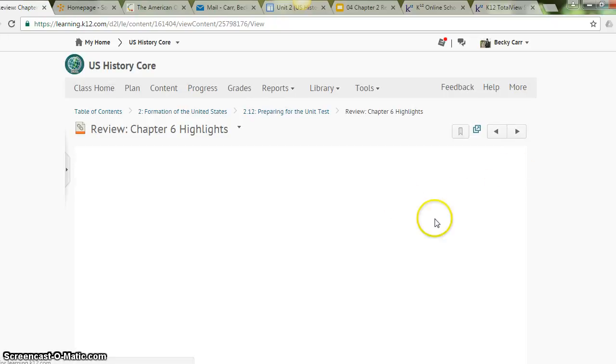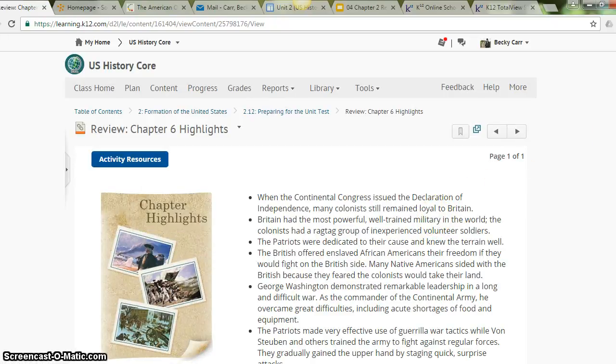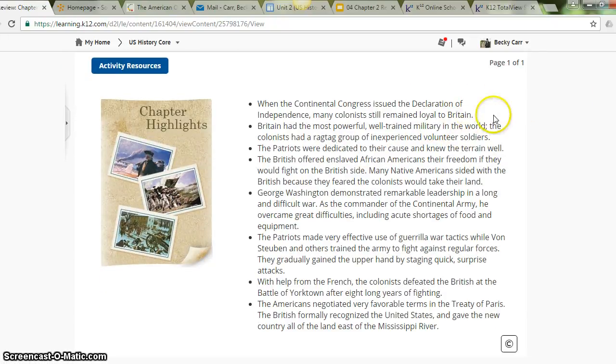Chapter 6 highlights. When the Continental Congress issued the Declaration of Independence, many colonists still remained loyal to Britain. Britain had the most powerful, well-trained military in the world. The colonists had a ragtag group of inexperienced volunteer soldiers. The Patriots were dedicated to their cause and knew the terrain well. The British offered enslaved African Americans their freedom if they would fight on the British side. Many Native Americans sided with the British because they feared the colonists would take their land.